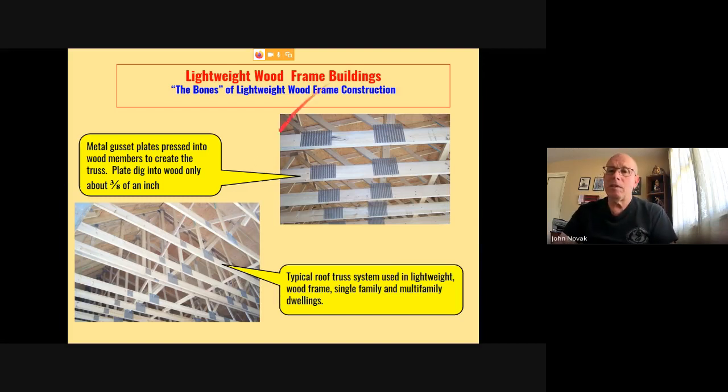Here is a typical roof truss system used in lightweight wood frame, single family and multi-family dwellings. Again, these are called gang nailers, and they're just pressed into the truss members about 3/8 of an inch. Under fire conditions, these things will just fall out, and then you'll have truss members fail, and you have at least localized collapse. Not to mention all this wood up here, there's a lot of surface area, very little substance to the wood. So it's going to burn rapidly, and it's going to collapse rapidly.